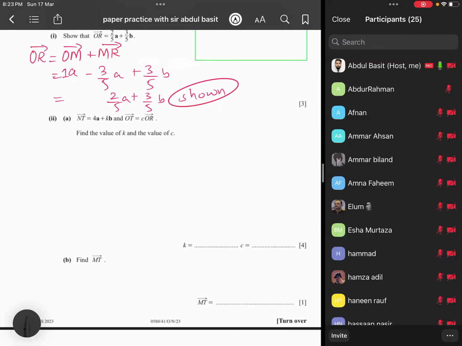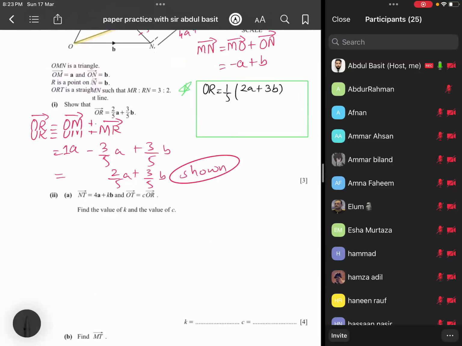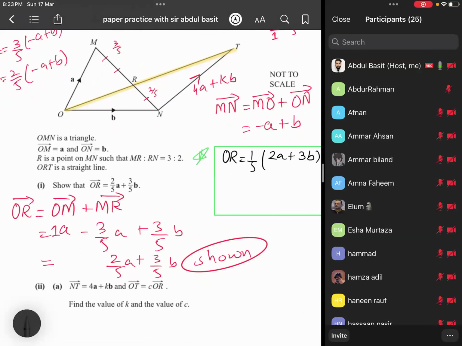हाँ जी बेटा, N to T is equal to 4a plus kb, and O to T is equal to c of... Zara, what should we do here? Amna Fahim? Yes, sir. हाँ जी, क्या करना चाहिए बेटा हमें?